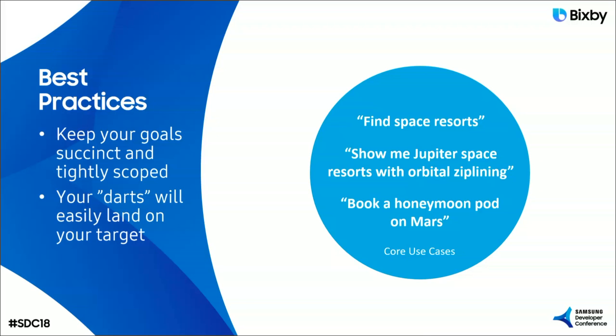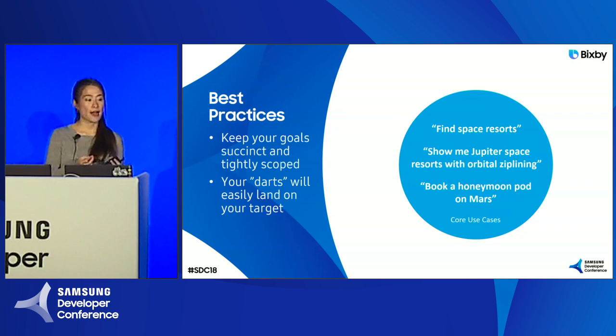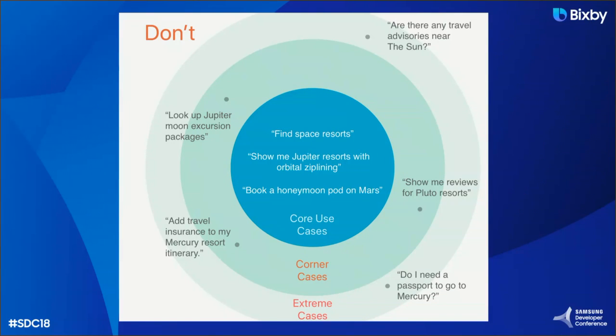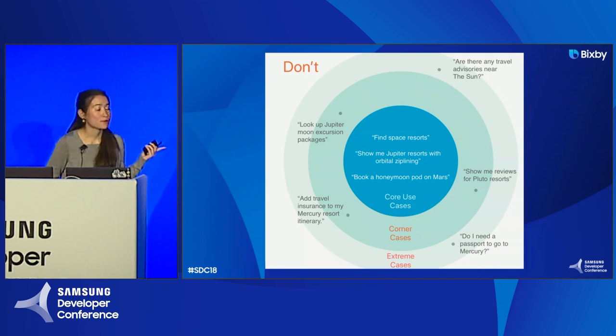So you can imagine this is kind of like a dartboard. If you had a dart, you can throw your dart and hit this target pretty easily. It's easy to aim and easy to hit. But if you start to try to add some edge cases, things get a little bit hectic, right? So in some cases, you might want to keep some of those corner cases. So for example, show me reviews for Pluto resorts. Maybe you weren't expecting users to say that, but that's something that your model can adjust to and you can keep within your scope. However, the more you do that, it's possible that things like, do I need a passport to go to Mercury, doesn't seem as crazy as it is now.